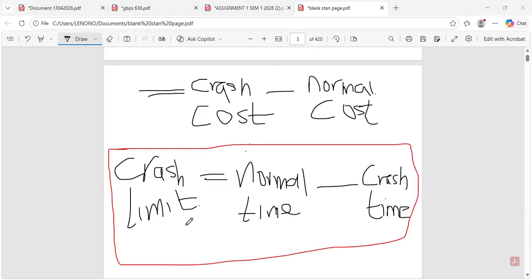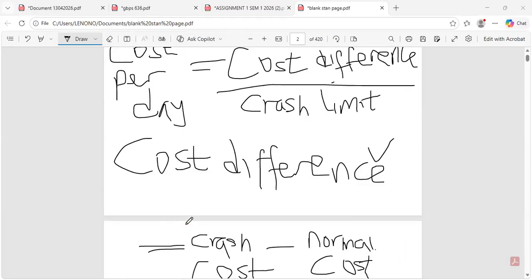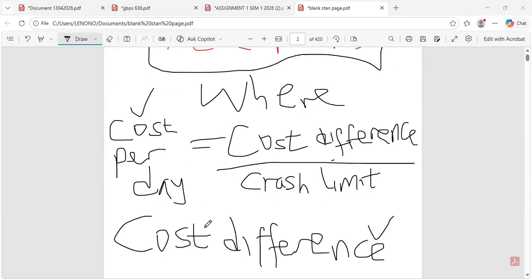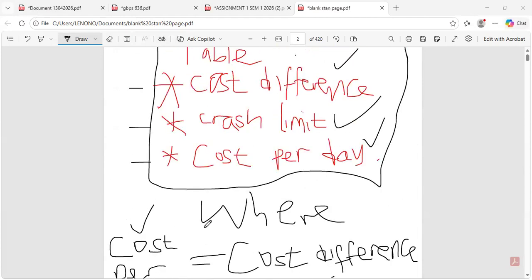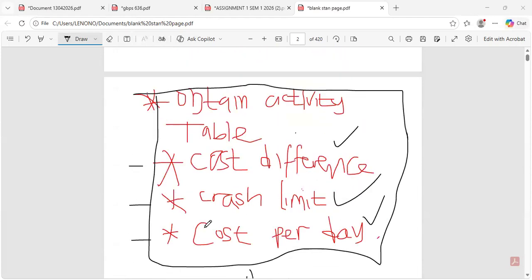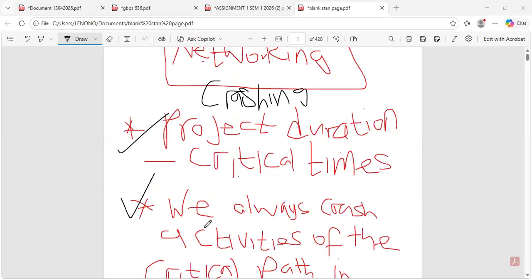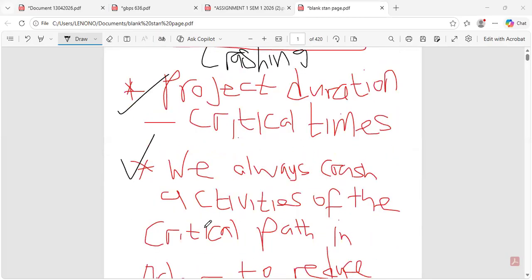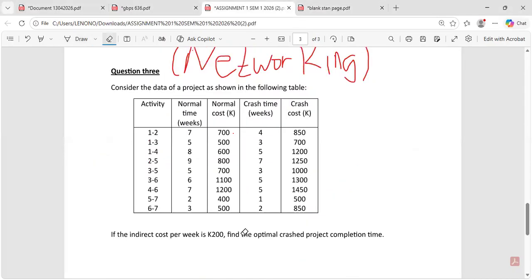This is how you get the crash limit. The cost difference is crash cost minus the normal cost. And the cost per day is cost difference over crash limit. So the activity table should comprise the cost difference, the crash limits, and the cost per day. All right, so this is what network crashing is all about.